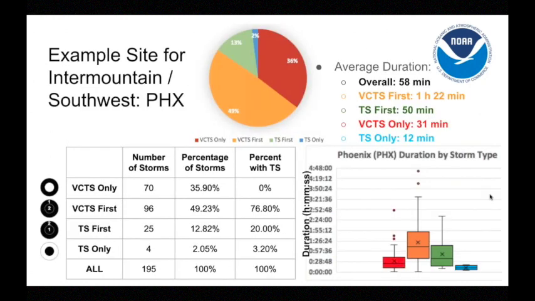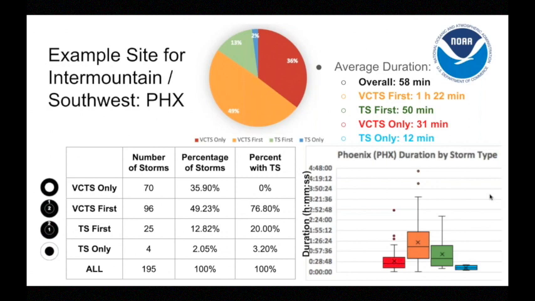Okay, and so here is looking at some of the data for a specific site, and this is for Phoenix's site. The total storms for Phoenix from this time period, from 2010 to 2019, was 195 storms. The breakdown of the percentage of each type of storm is best illustrated in that little pie chart. I want you to make note of the red slice in particular, which is the VCTS only slice.